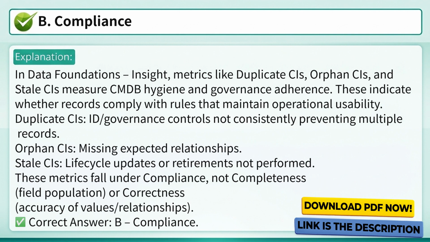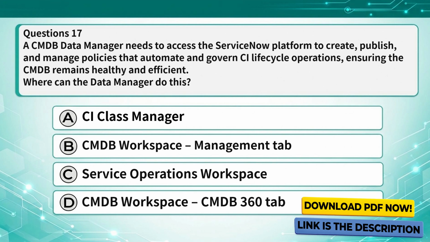Compliance. Explanation. In Data Foundations, Insight metrics like duplicate CIs, orphan CIs, and stale CIs measure CMDB hygiene and governance adherence. These indicate whether records comply with rules that maintain operational usability. Duplicate CIs: ID governance controls not consistently preventing multiple records. Orphan CIs: missing expected relationships. Stale CIs: lifecycle updates or retirements not performed. These metrics fall under compliance, not completeness (field population) or correctness (accuracy of values, relationships). Correct answer: B, compliance.